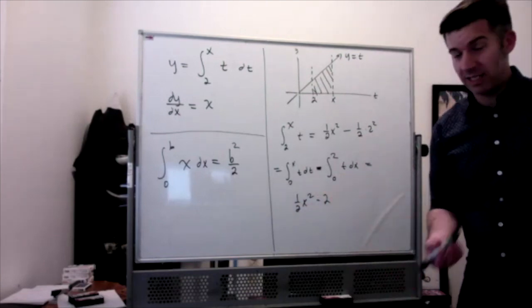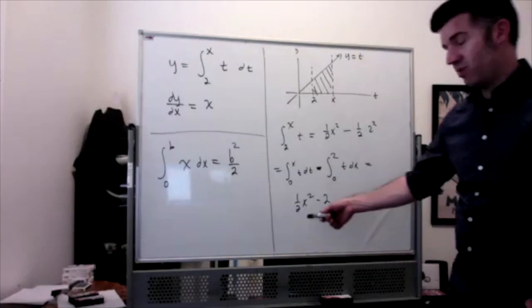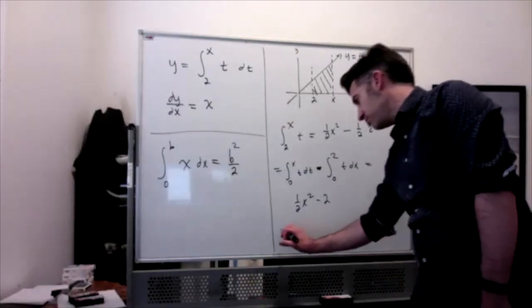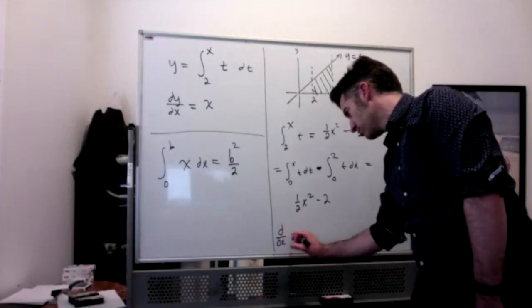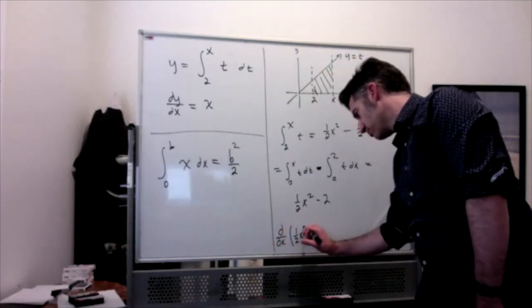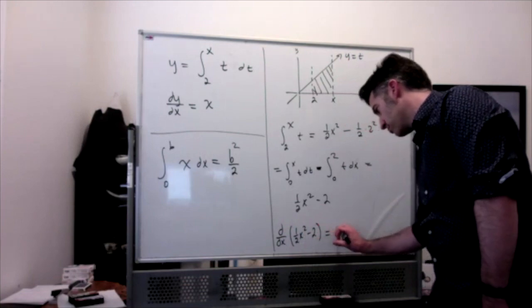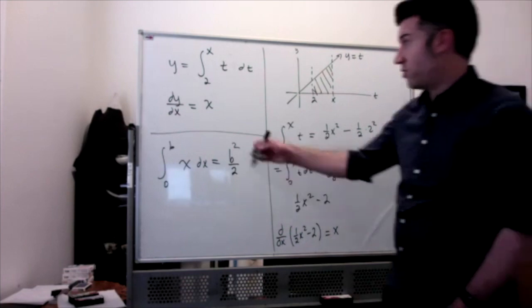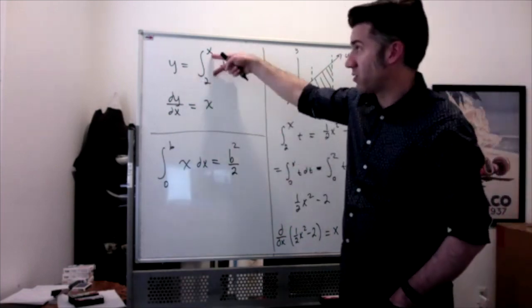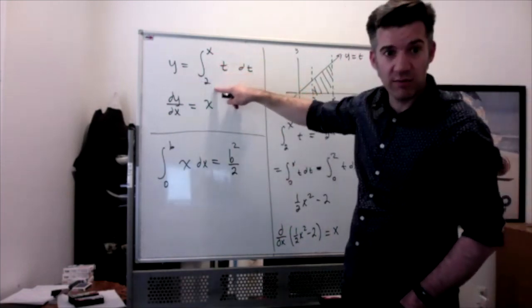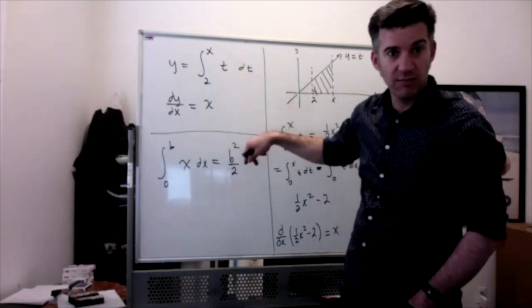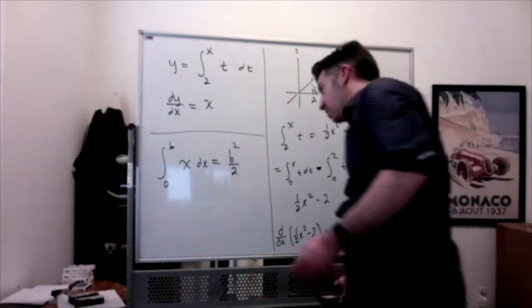All right, so let me ask everybody: what's the derivative of 1/2 x squared? It's x. The derivative of the integral of the function t from 2 to x is just the same function, but we replace the t with the x. And it works for literally anything.